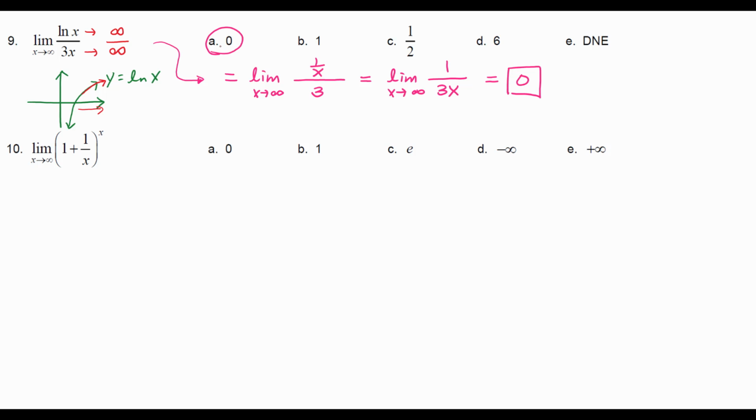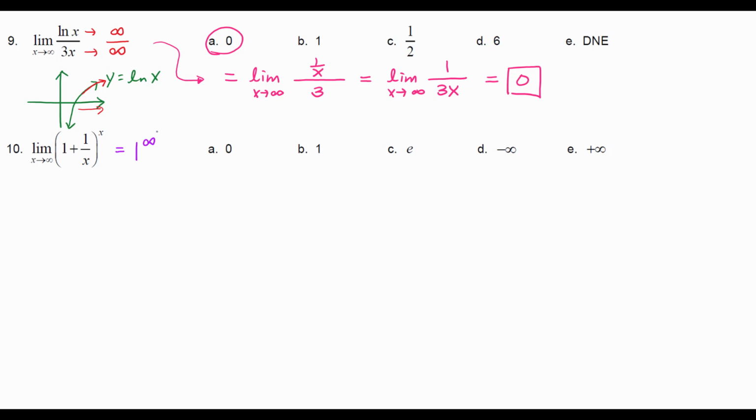Number 10. Limit as x approaches infinity of the quantity 1 plus 1 over x to the x power. So let's see, that looks very familiar to me. And if you send x to infinity, 1 over infinity goes to 0. So this becomes 1 to the infinity power. Yes, this was another indeterminate form. And we use L'Hopital's rule, but this is a little bit different.